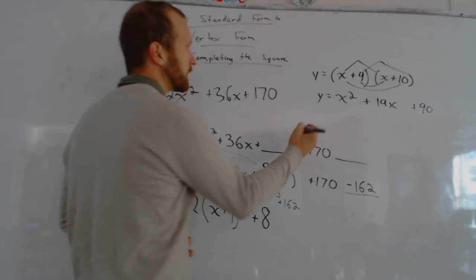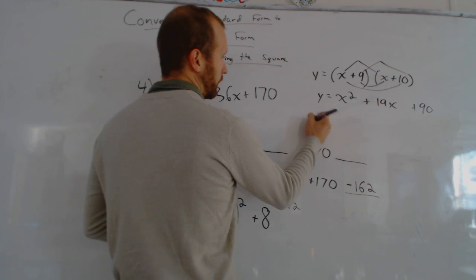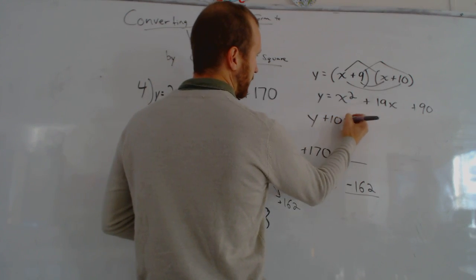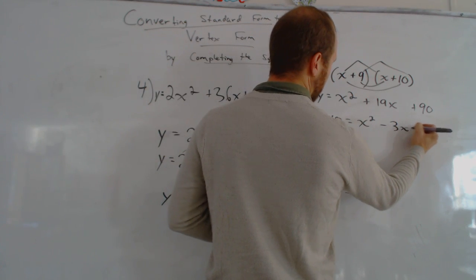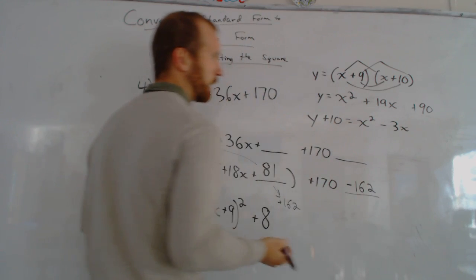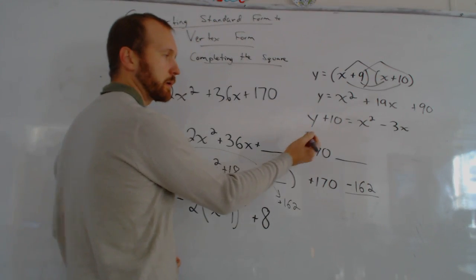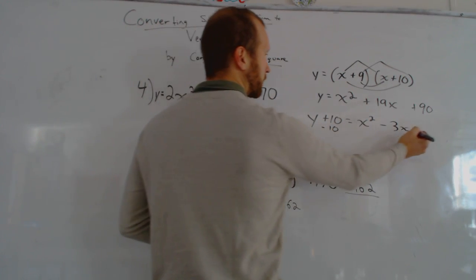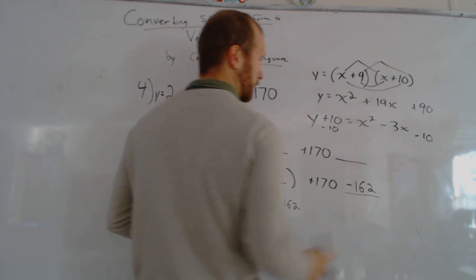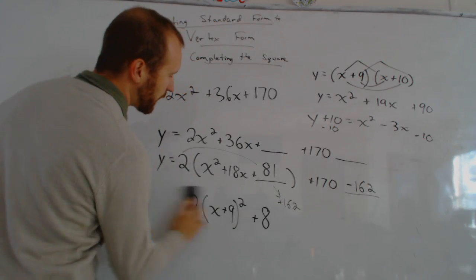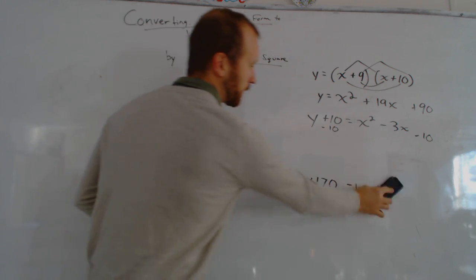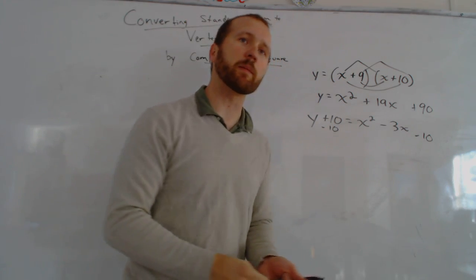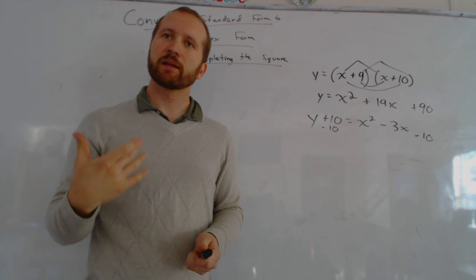You also are going to see something like this: y plus 10 equals x squared minus 3x. How would you get that into standard form? Yeah, you can just subtract the 10 from both sides. And then you can. So you may have to do a little bit of manipulation of work before the problem is actually in standard form.